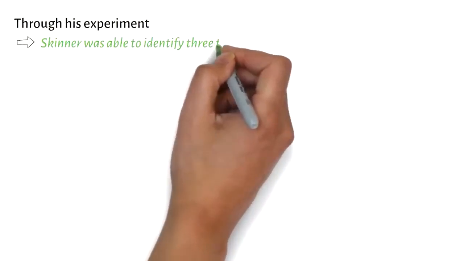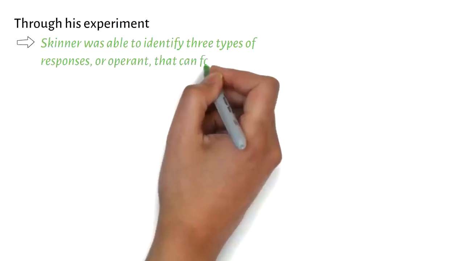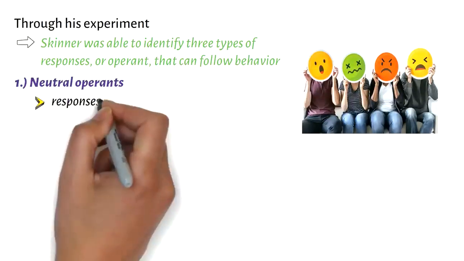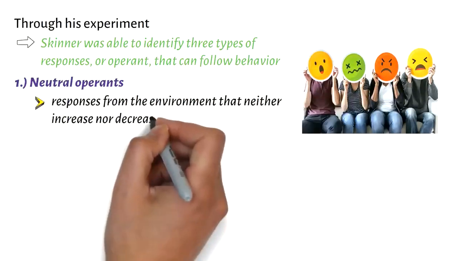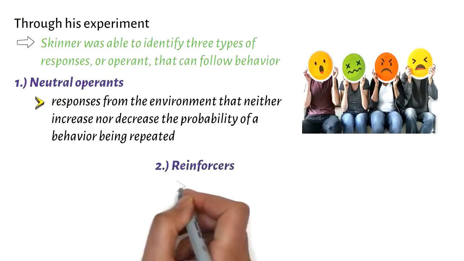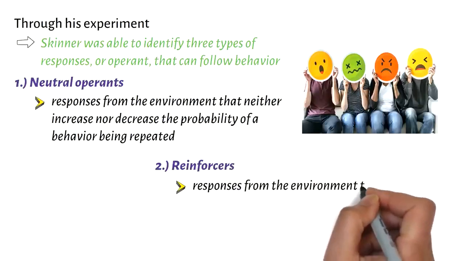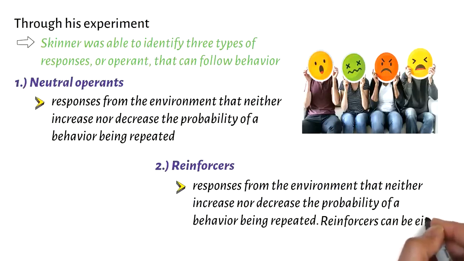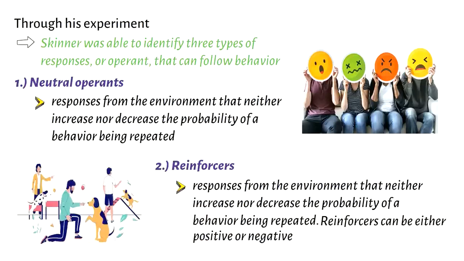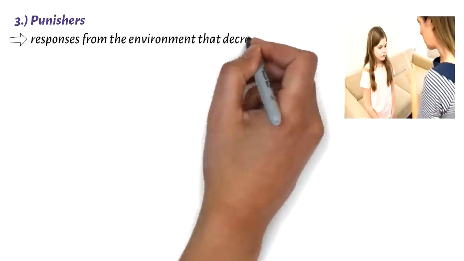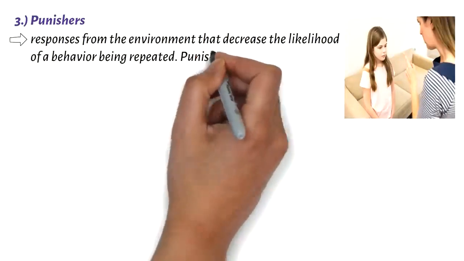Through his experiment, Skinner was able to identify three types of responses, or operants, that can follow behavior, namely: first, neutral operants, that is, responses from the environment that neither increase nor decrease the probability of a behavior being repeated. Second, reinforcers, that is, responses from the environment that increase the probability of a behavior being repeated. Reinforcers can be either positive or negative. And third, punishers, that is, responses from the environment that decrease the likelihood of a behavior being repeated. Punishment weakens behavior.